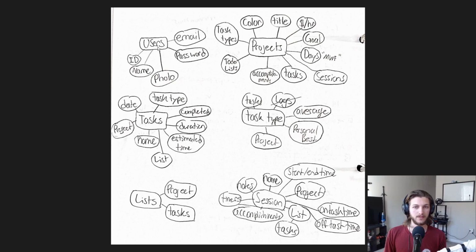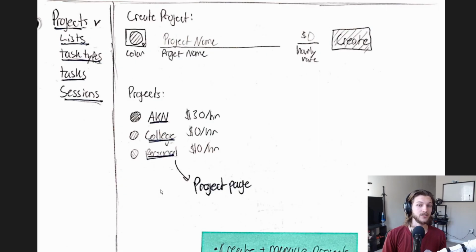Same thing with this. All projects are going to be associated with users, and then within projects we have sessions, we have tasks, task types, to-do lists. Lists are going to be variations.